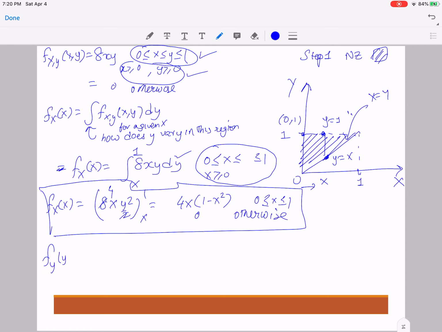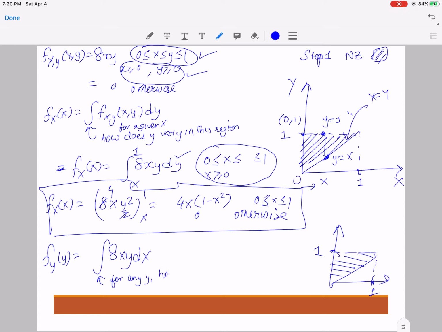Similarly, I can get the marginal PDF of y by integrating the joint PDF with respect to the other random variable x. So I'll redraw my region of non-zero probability, because when we find marginal PDFs, this is a reset process. Everything is reset, and we are going to identify the limits of integration afresh. So this is the region of non-zero probability. And here we have to ask ourselves, for any y, how does x vary?